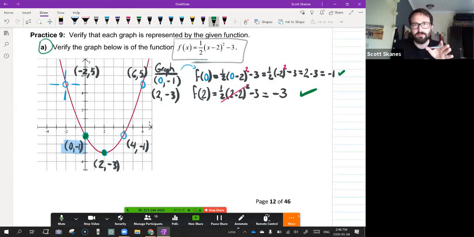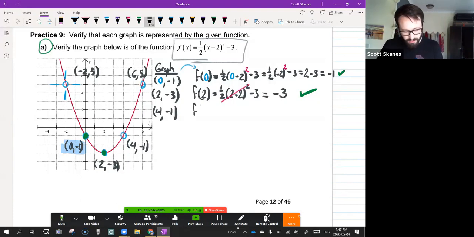Any other value, if I check it and it comes out correct, I know that this is the right function, okay? So let's go ahead and do that. I'm just going to go for number 4. Why not? 4, negative 1. So when I put in 4, I should get negative 1 back. You should check this yourself, right? I don't want to bore you to death. Just check it on your own page and see if you're getting what I'm getting. If I put in 4, what do I get?